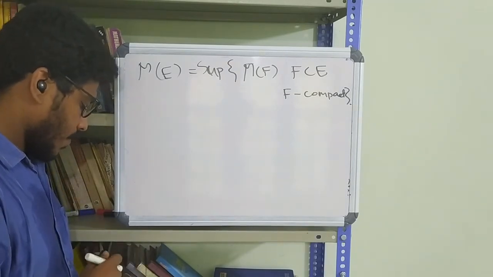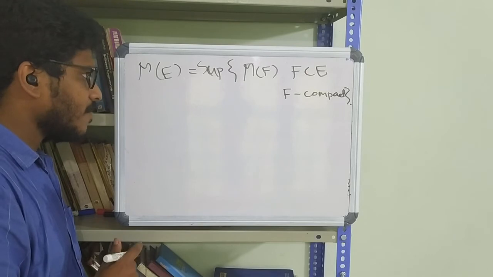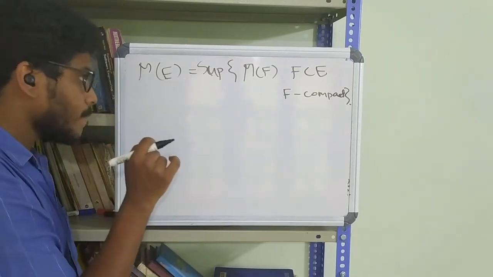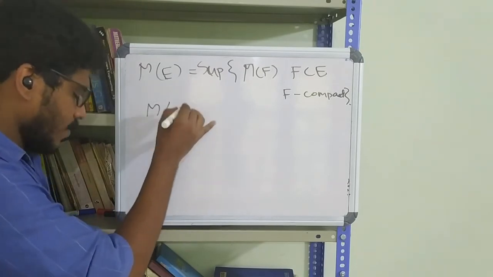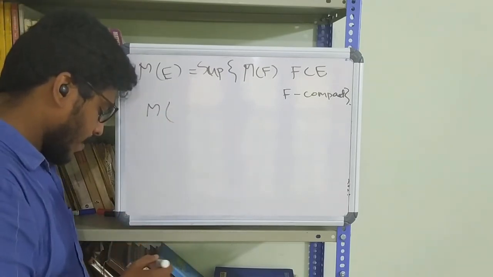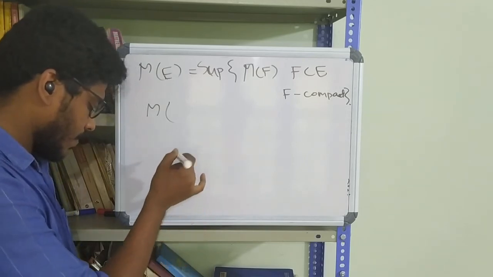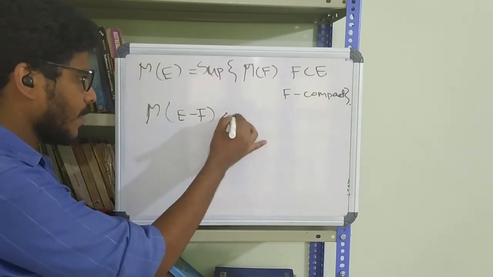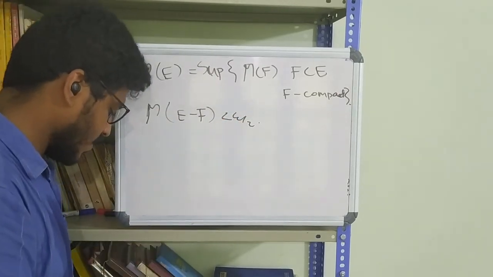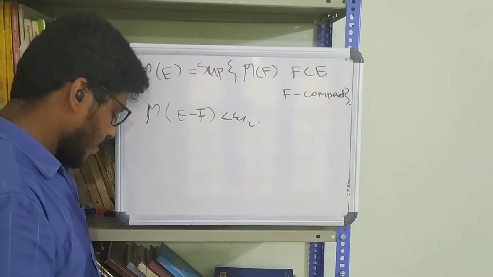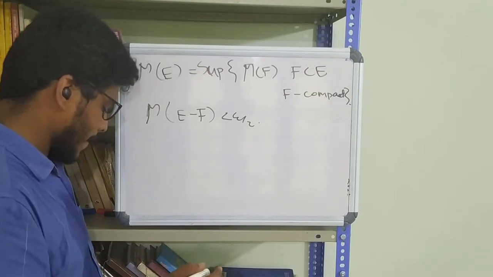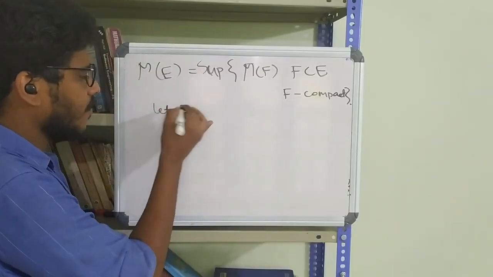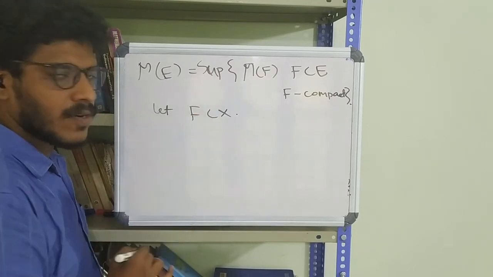And we have an expression: measure of E minus F is less than epsilon by 2 here. We may make use of this. So now choose, let F, a subset of X, be closed. We will go this way. Let F subset of X be closed.